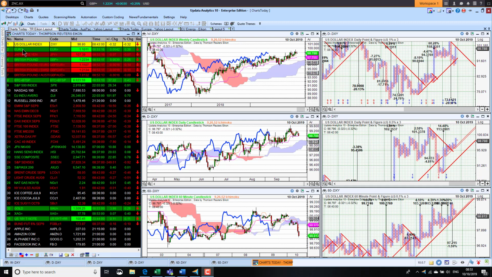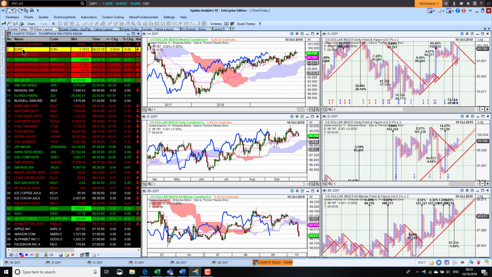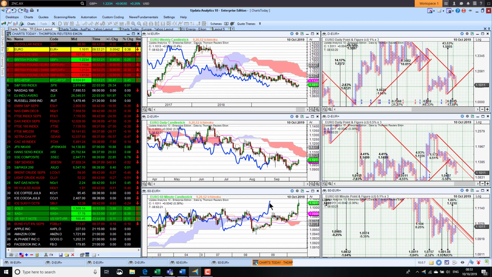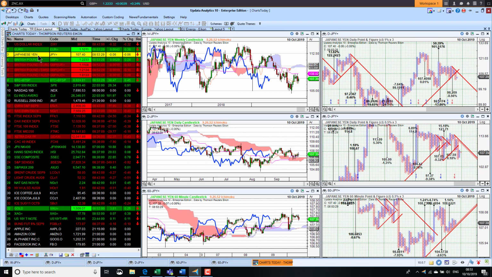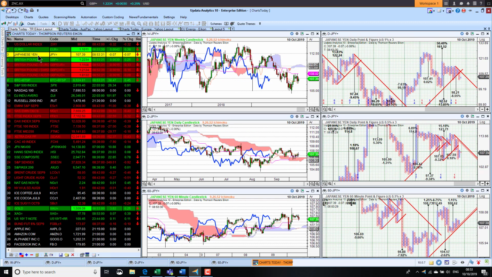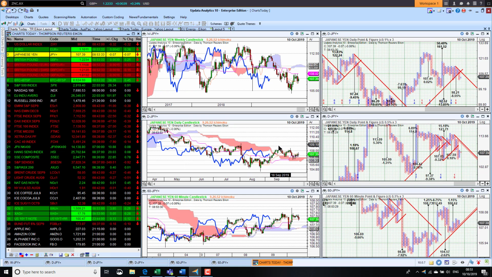So we take a look at the euro against the dollar, and we see that the euro is actually rising on that weaker dollar as well. So euro strength this morning. Looking at the yen, we're seeing the dollar actually still holding its bullish position here and about to make a bullish transition on the medium-term chart, so looking better there as well.